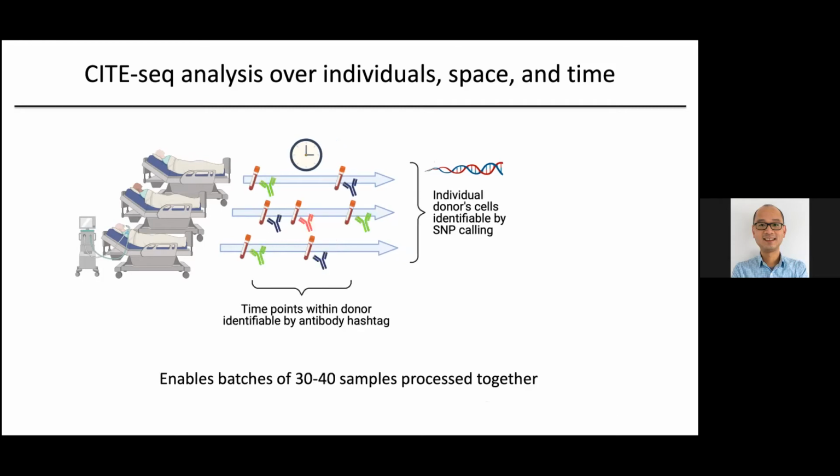And then the time component is barcoded by antibody hashing barcodes, basically. So this allows us a two-dimensional sort of multiplexing. We can pool individuals, we can pool time points, and now we can really generate data from close to 40 samples all together in one shot.